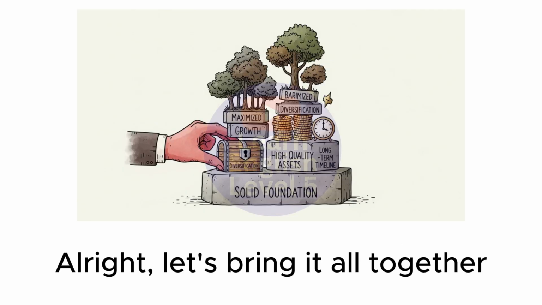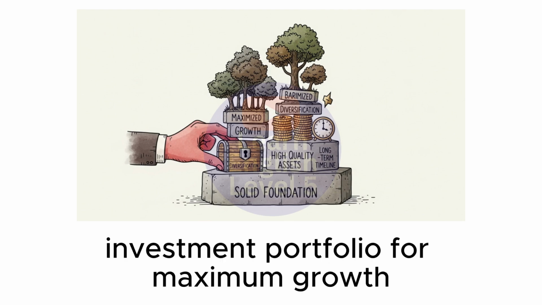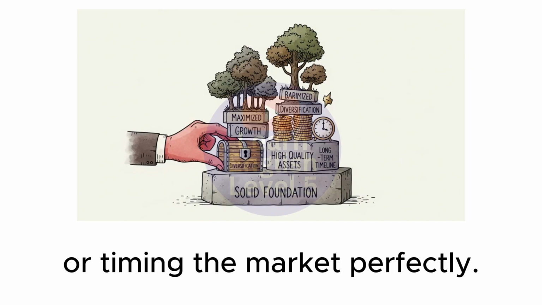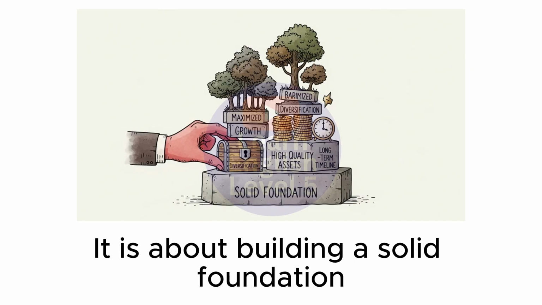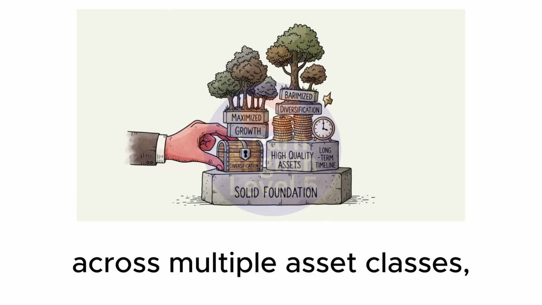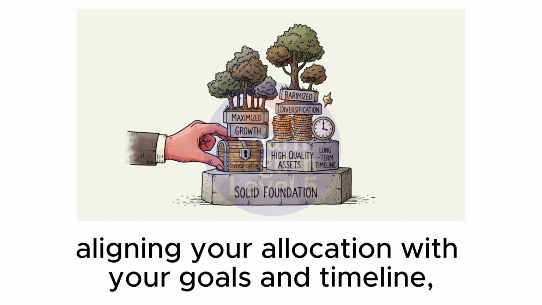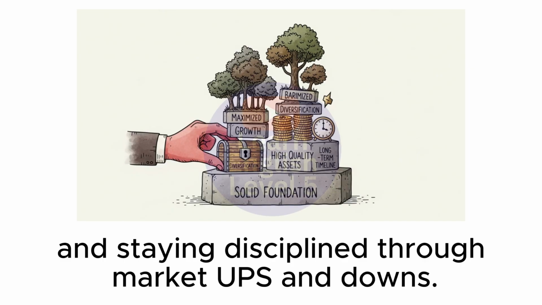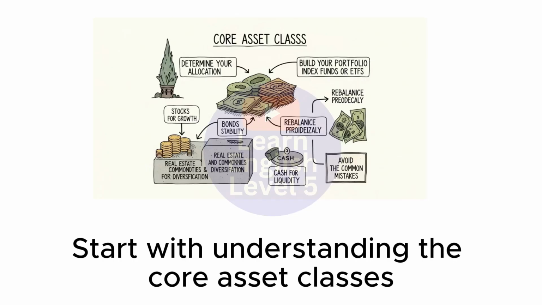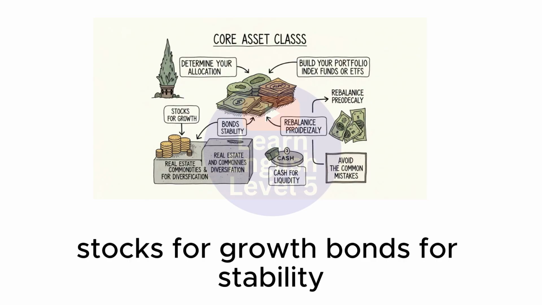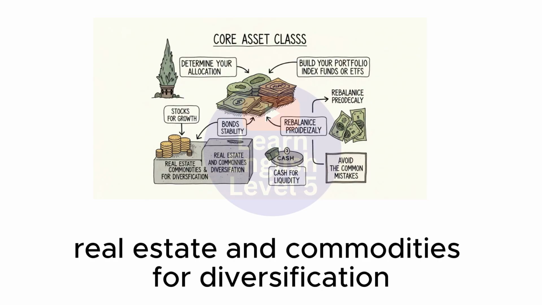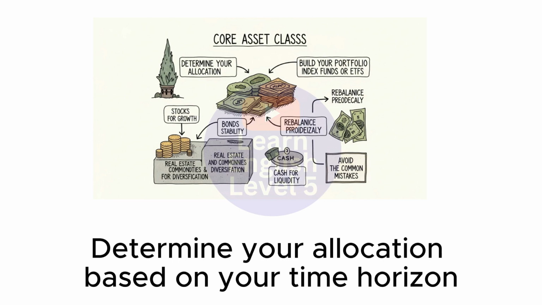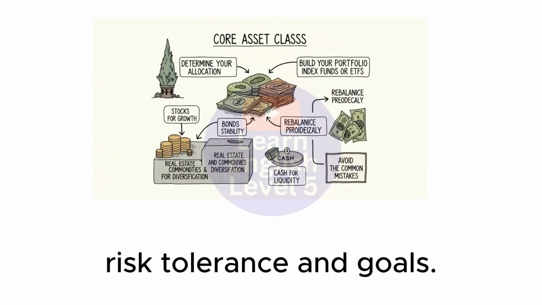All right, let's bring it all together. Creating a diversified investment portfolio for maximum growth isn't about finding the next hot stock or timing the market perfectly. It is about building a solid foundation across multiple asset classes, aligning your allocation with your goals and timeline, keeping costs low, and staying disciplined through market ups and downs. Start with understanding the core asset classes: stocks for growth, bonds for stability, real estate and commodities for diversification, and cash for liquidity. Determine your allocation based on your time horizon, risk tolerance, and goals.